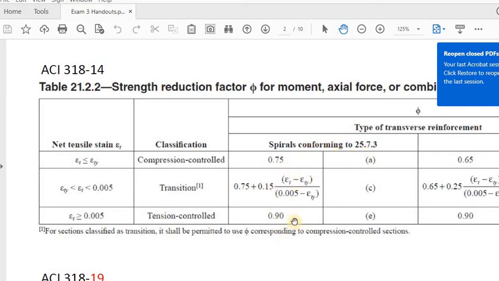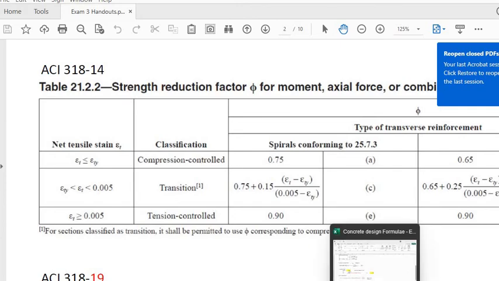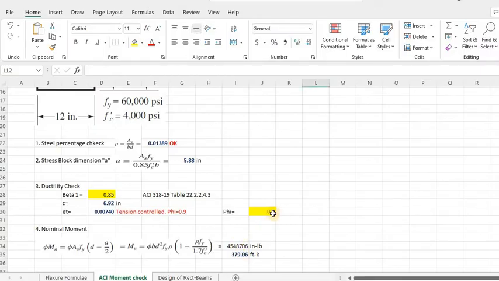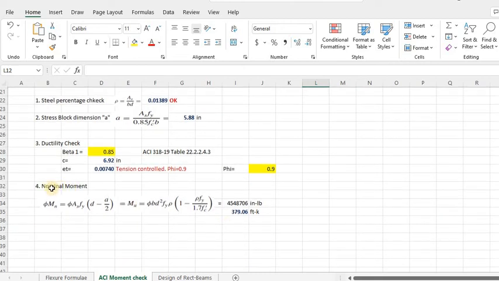Please read this. I guess these two values are the same, but if you fall somewhere here, for example, it will not be the same. So here it is 0.9. That's how our phi is 0.9. Now that we have that, we're done.